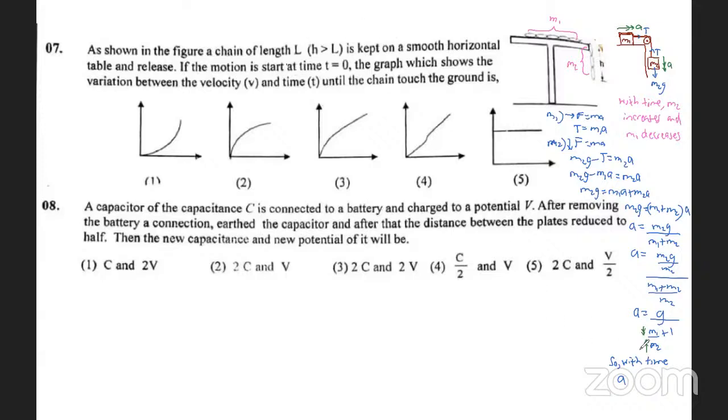I mean, it's easy to understand, people, here. m1 is going to reduce, m2 is going to increase, means this value is going to reduce with time. Numerator is reducing, denominator is increasing, so this whole value will reduce with time. So m1 over m2 reduces with time. If the denominator is reducing with time, a will increase with time. If a increases with time, what is the answer?